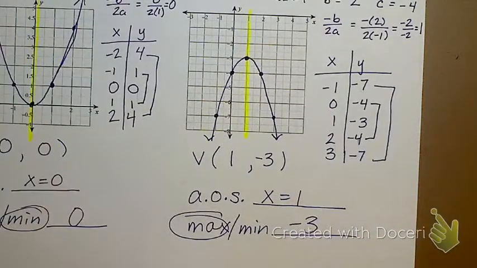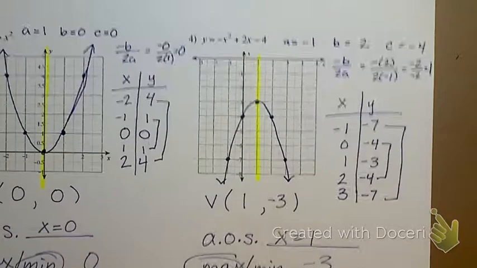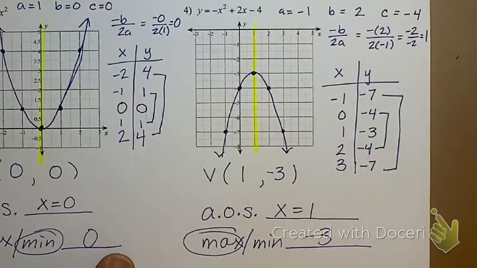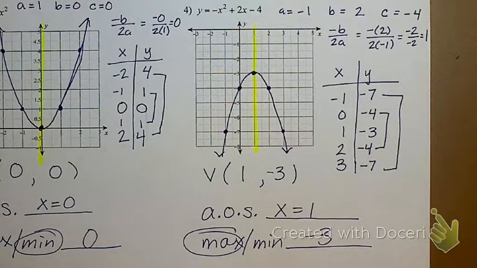Beautiful. Did it make sense that that one opened up upside down? Yes. Why? Because you have a negative A value. Because A was negative. You got this.